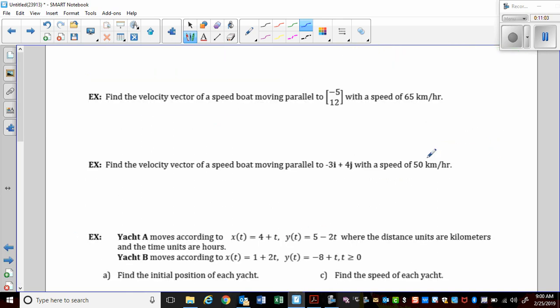Go ahead and flip that paper over. Let's just try a couple more problems. It says, find the velocity vector of a speedboat moving parallel to -5, 12. Parallel gives me my direction. So direction. This is my direction vector. With a speed of 65 kilometers. Ooh, this is my magnitude.